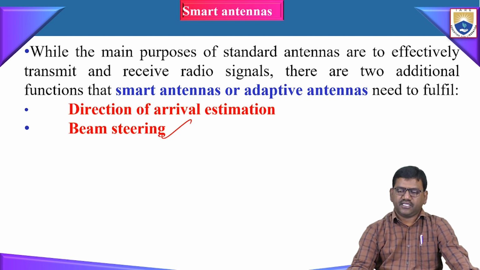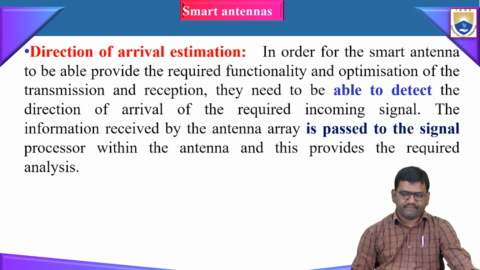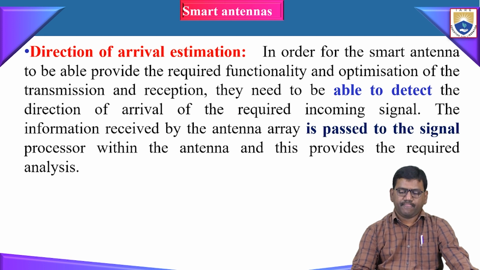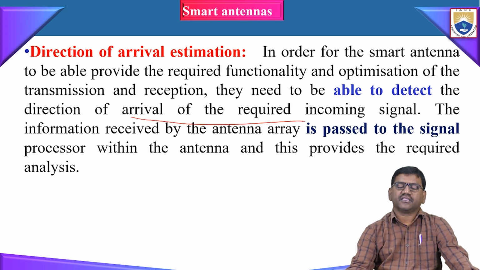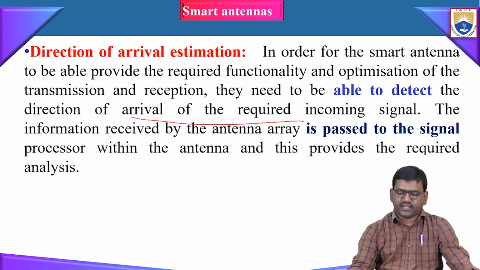The main purpose of standard antennas is to effectively transmit and receive radio signals. So there are 2 additional functions, which are direction of arrival estimation and beam steering. In order for the smart antenna to provide the required functionality and optimization of the transmission and reception, we need to detect the direction of arrival of the required incoming signal. From which direction the signal is coming, the array will detect. The information received by the antenna array is passed to the signal processor, that is the DSP processor within the antenna, and this provides the required analysis.